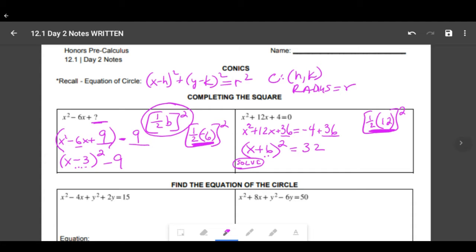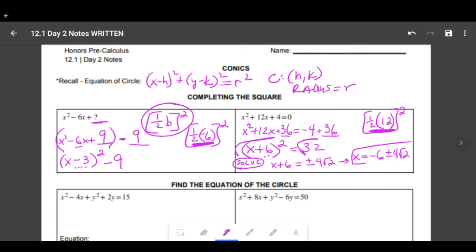If I had to solve by completing the square, this is where I would take the square root of both sides. The square root of the left-hand side just gives me x plus 6. For the right-hand side, make sure you remember to put plus or minus. 32 can be broken down into 16 and 2, so I have 4 radical 2. Ultimately, I would get that x is equal to -6 plus or minus 4 radical 2.